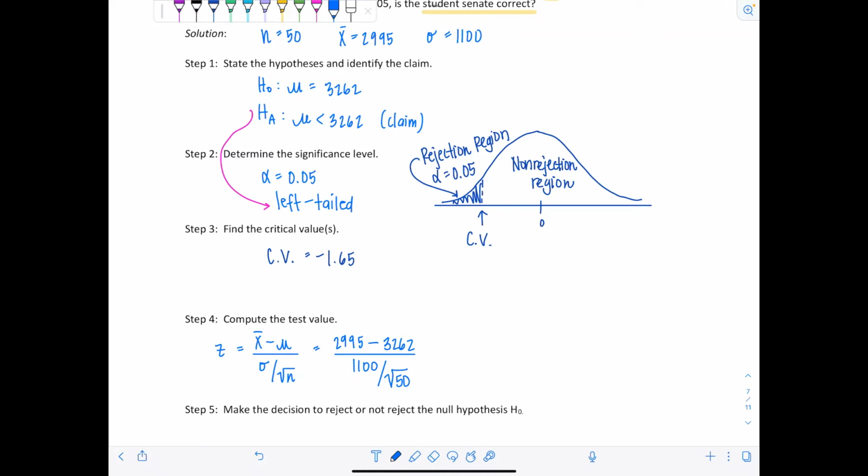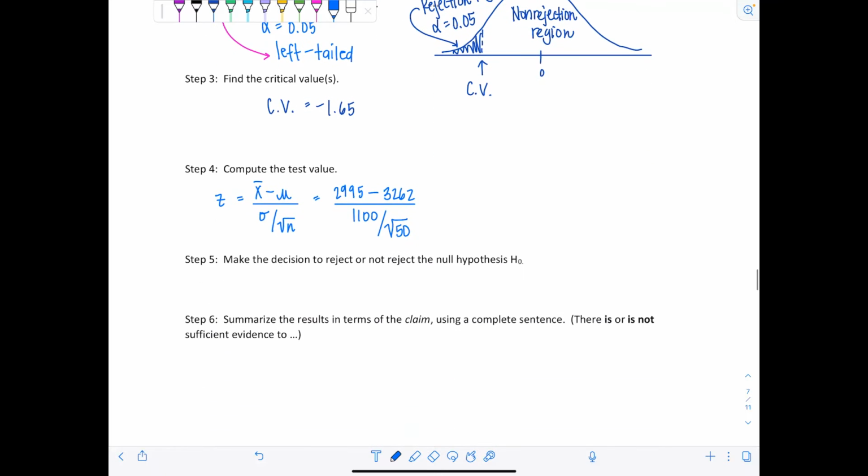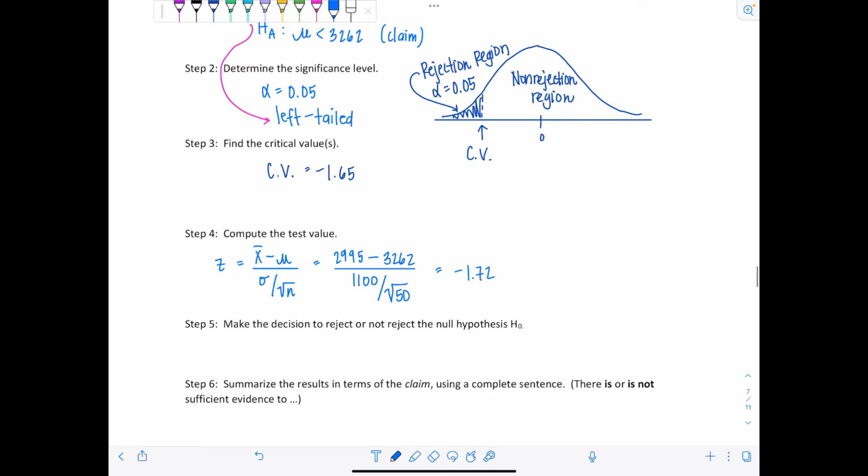And this you can just put in your calculator. I usually round to like 2 decimal places. So take a second, do that, and you should get negative 1.72. That's the test value. So look back. Here's our graph. That critical value, remember we said it was at negative 1.65. Where does the test value fall? In which region? Negative 1.72 would be somewhere over here, right? That's where my test value is. The test value is in the critical region or the rejection region.